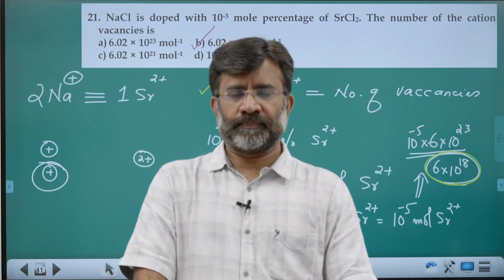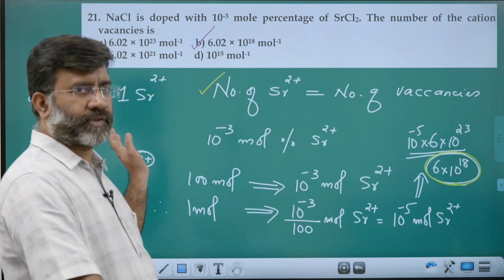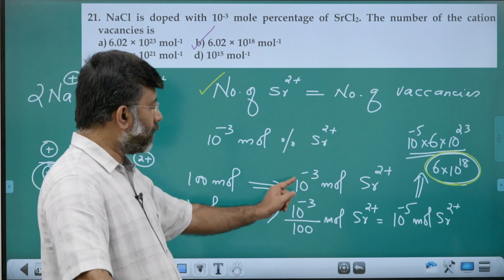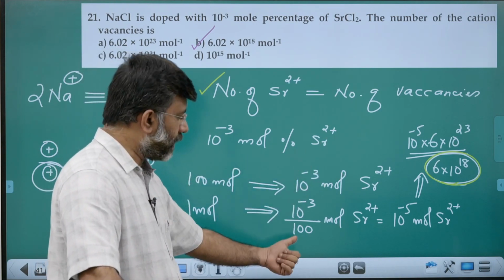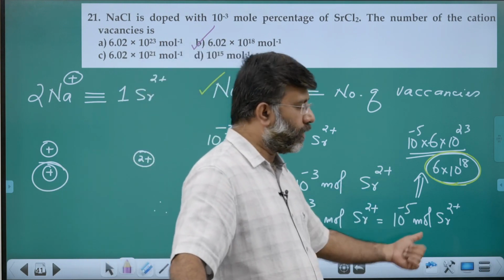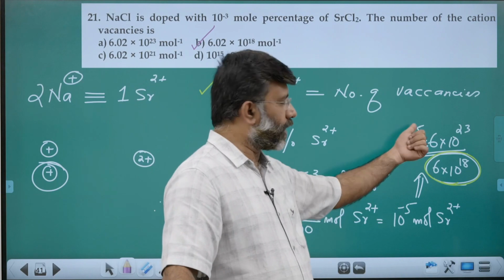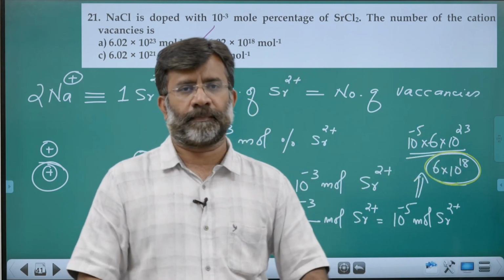Let me repeat. 10 power minus 3 mole percentage. Percentage means out of 100. So out of 100 mole, 10 power minus 3 mole strontium. Out of 1 mole, 10 power minus 3 by 100, that is 10 power minus 5 mole strontium. That means how many numbers into Avogadro number? That is this much of strontium introduced.